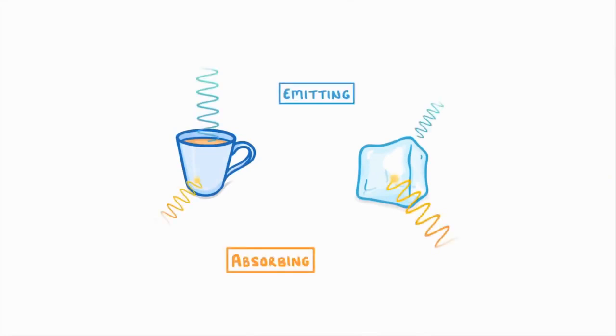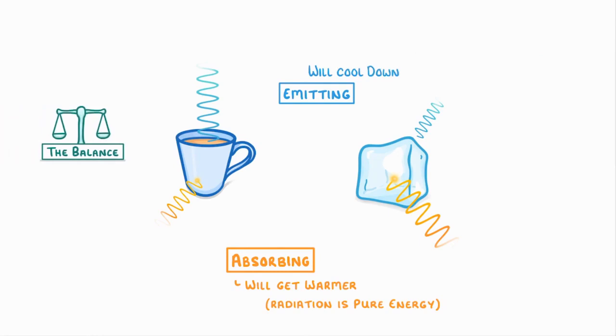If you think of any object, from a cup of tea to an ice cube, it will constantly be absorbing and emitting electromagnetic radiation with its surroundings. Whenever it absorbs radiation, it will get warmer, because radiation is pure energy. Whereas when it emits radiation, it will cool down. This means that the balance between absorbing and emitting radiation will affect the object's temperature.